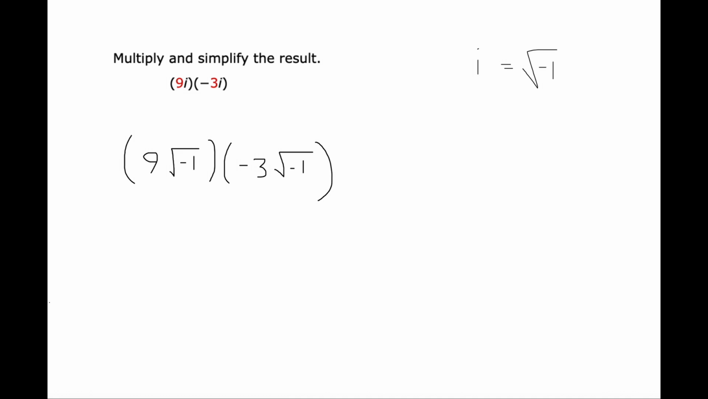At this point, we could choose to multiply the things that are alike times each other. So the 9 times the negative 3, and also the radical negative 1 can be multiplied by itself over here. So we'll do this as well as this. 9 times negative 3 will make negative 27. And here we have a square root of a thing times a square root of that same thing.